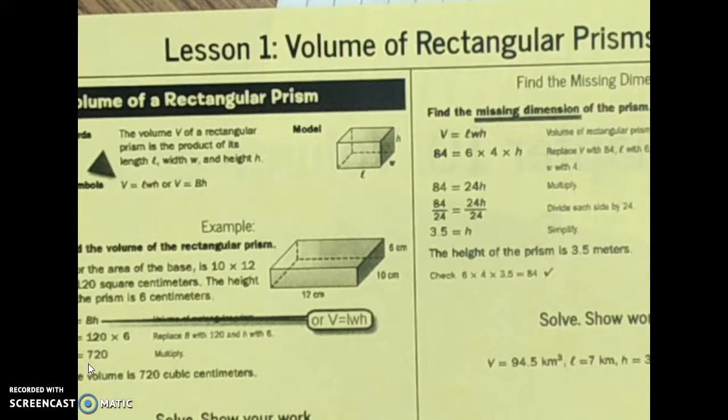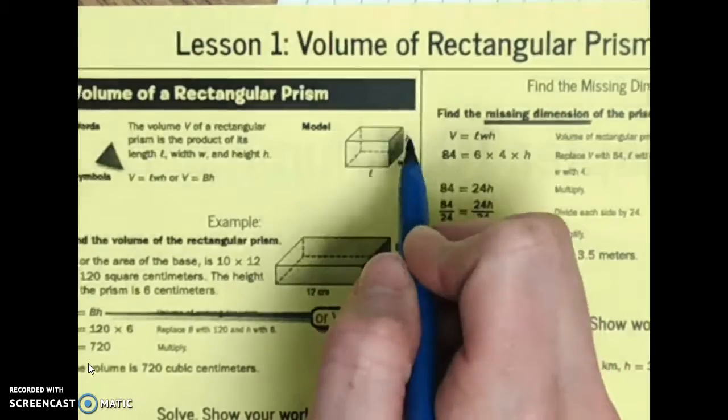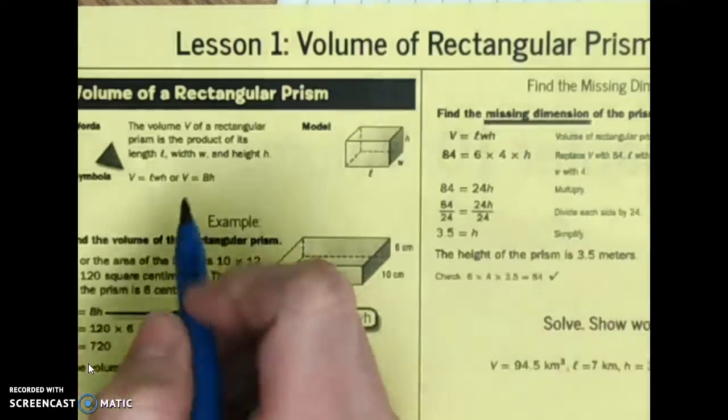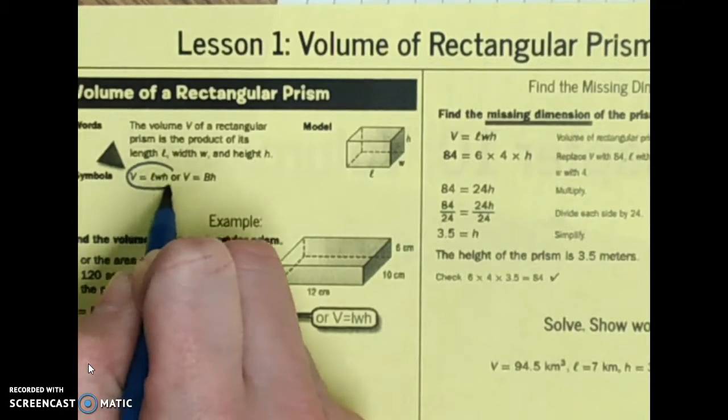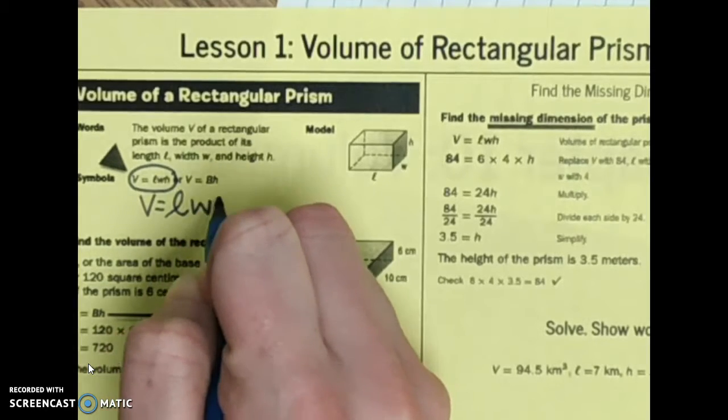Today we're going to look at Lesson 1, Volume of Rectangular Prisms. This is the first lesson in Chapter 10. The thing that you need to know about rectangular prisms is it's a 3D object. And when we're finding the volume, we're going to use this formula right here. So, volume equals length times width times height.